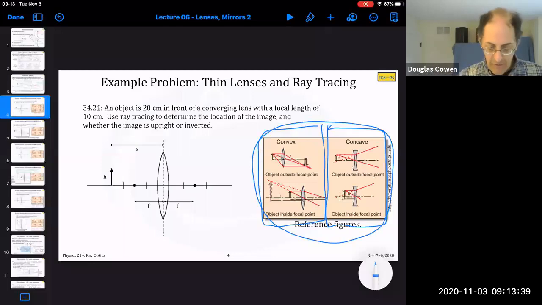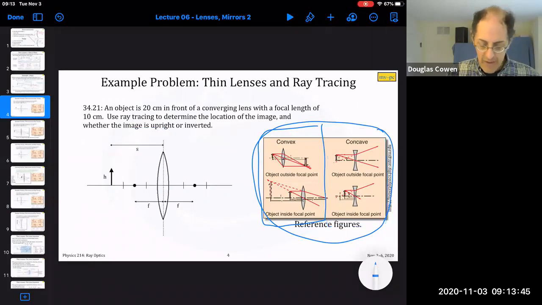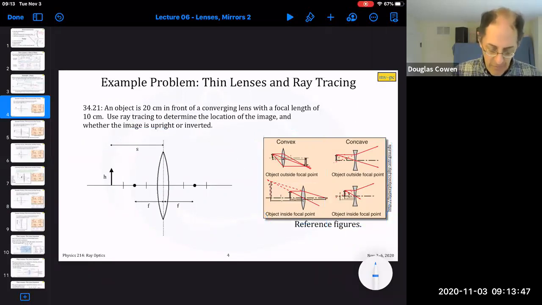And we'll define the focal length later, but it's where all of the parallel rays get focused from the lens. And so in this particular example shown here, the object is outside of the focal length. So the focal length is labeled F, and it's 10 centimeters. And the object is out at a distance S, which in this case is 20 centimeters.